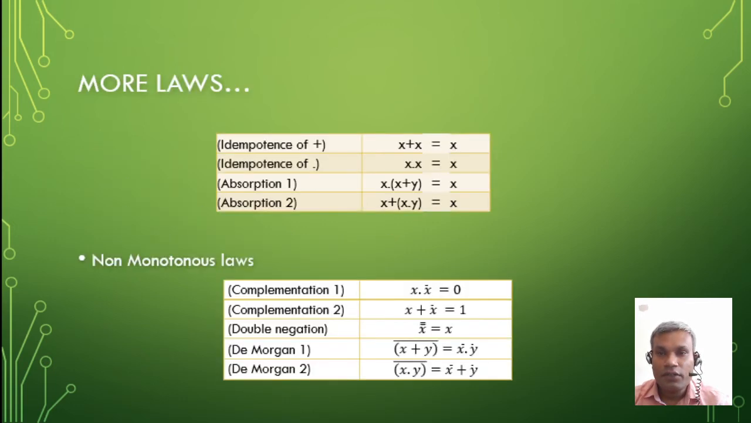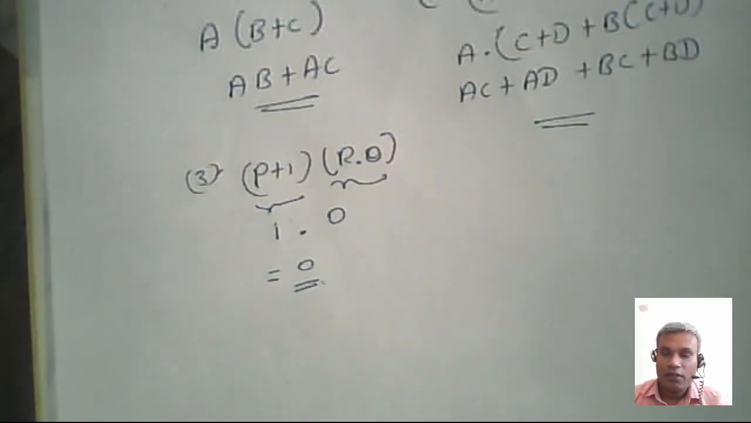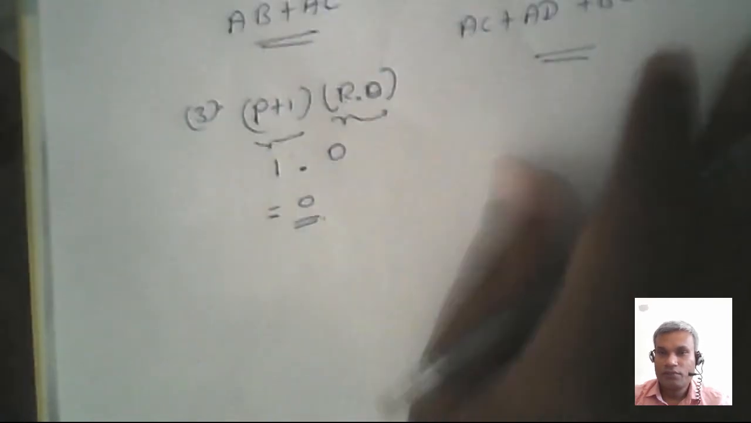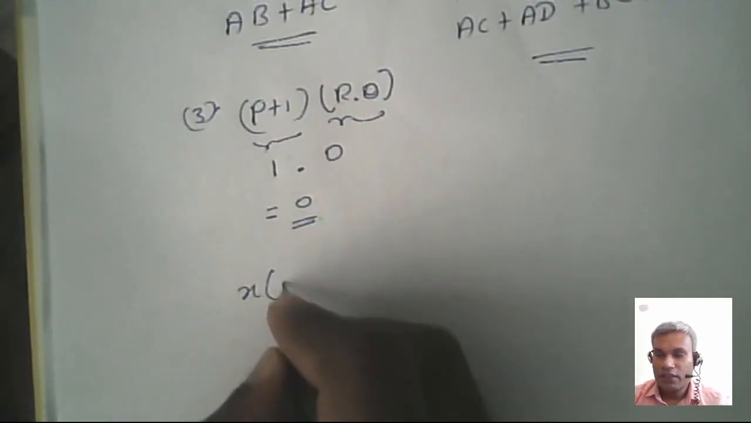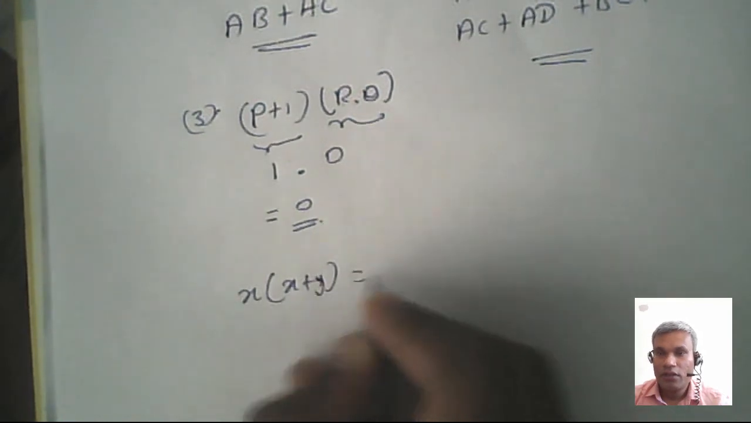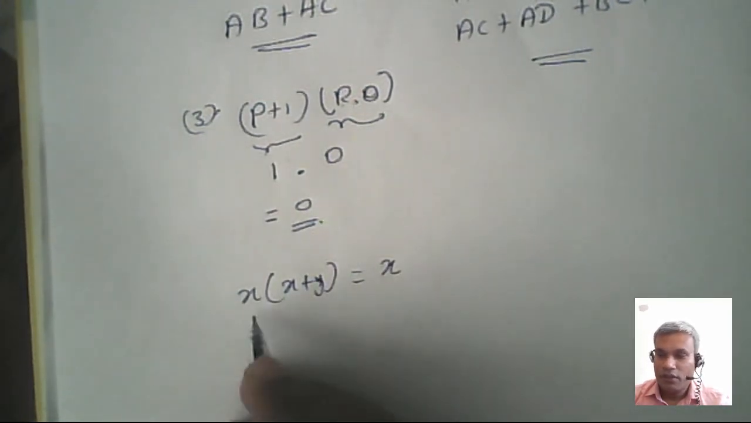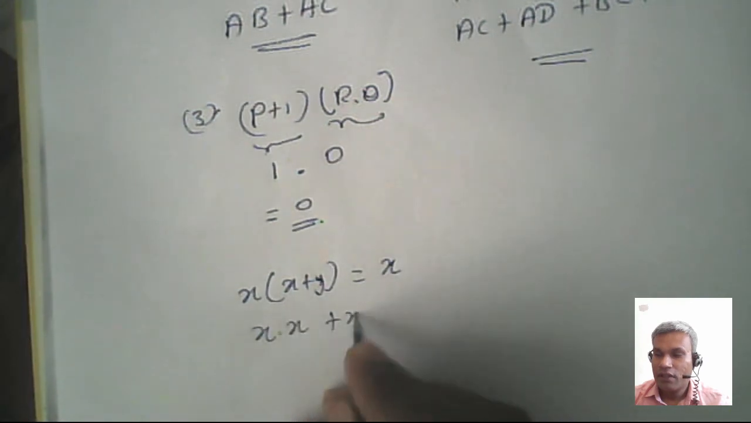If x is 1, this first term we can neglect because you are multiplying by 1. And 1 plus y, again you can neglect the y because the whole is equal to 1. So the output is again equal to 1. So you can use that method, or you can simply do a little bit of calculation to show how it works. The expression we have is x into x plus y is equal to x. So how can we do it? If you expand this one, you will get x dot x plus xy.